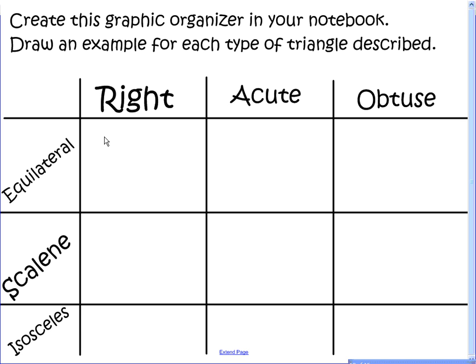Okay, so let's try an equilateral acute. Yes. Okay, so let's do all sides the same length, and do I have acute angles? Yes, so I can do that. Let's draw that in the box. So I can have an equilateral acute triangle.